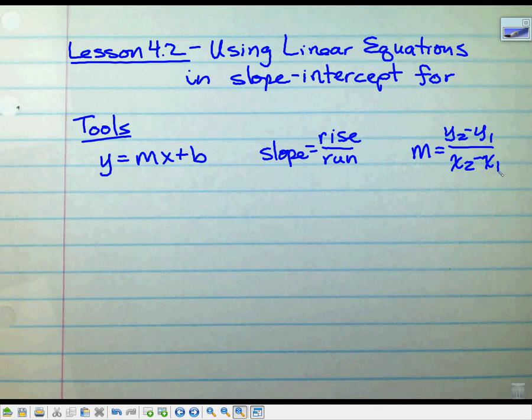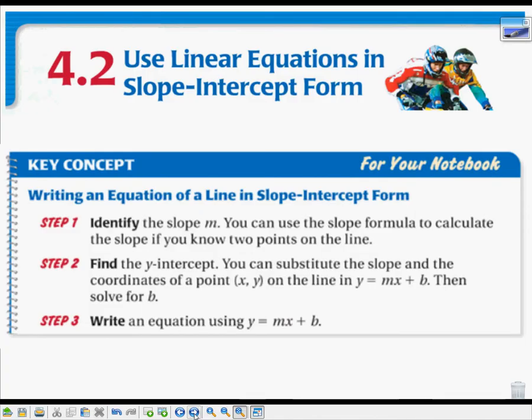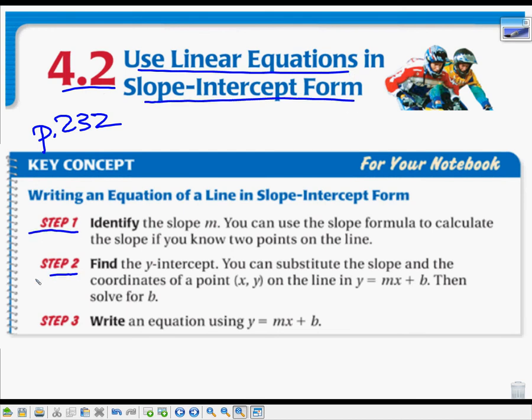I'm going to jump ahead. You don't have to write stuff down here, but just take a look at what your book looks like. In your book, this is on page 232. Title of it's right there. The book does a nice job of explaining to you a three-step process that we're going to be doing.